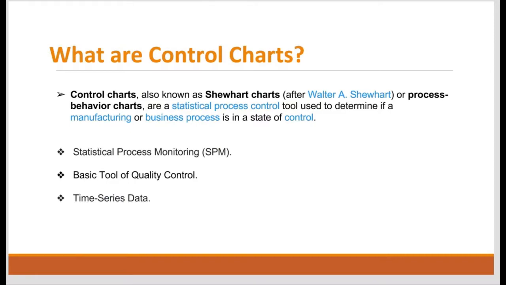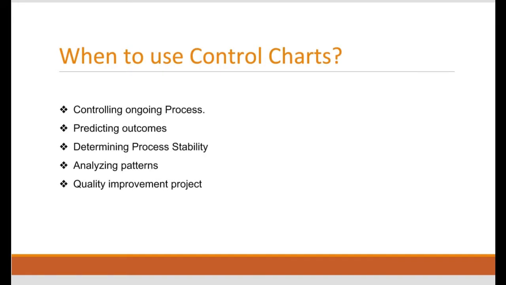Control charts, also known as Shewhart charts, named after Walter A. Shewhart, or process behavior charts, are a statistical process control tool used to determine if a manufacturing or business process is in a state of control. The control charts are the graphical device for statistical process monitoring, otherwise known as SPM. The control chart is one of the 7 basic tools of quality control. The control charts are used for time series data, though they can be used for data that have logical comparability.